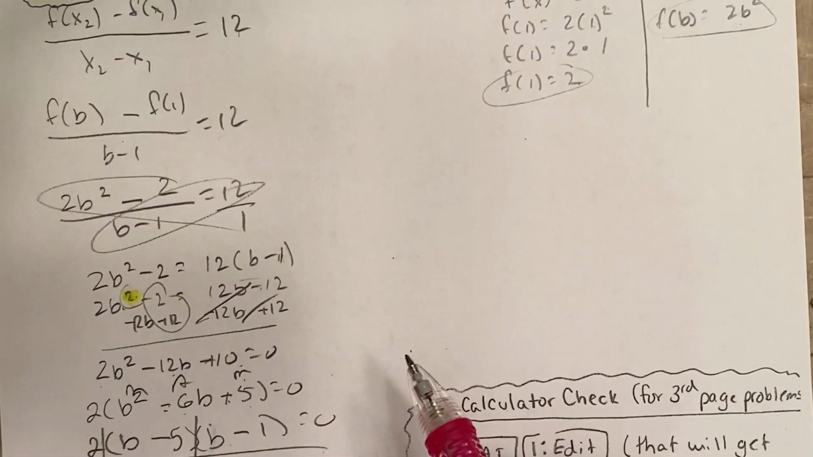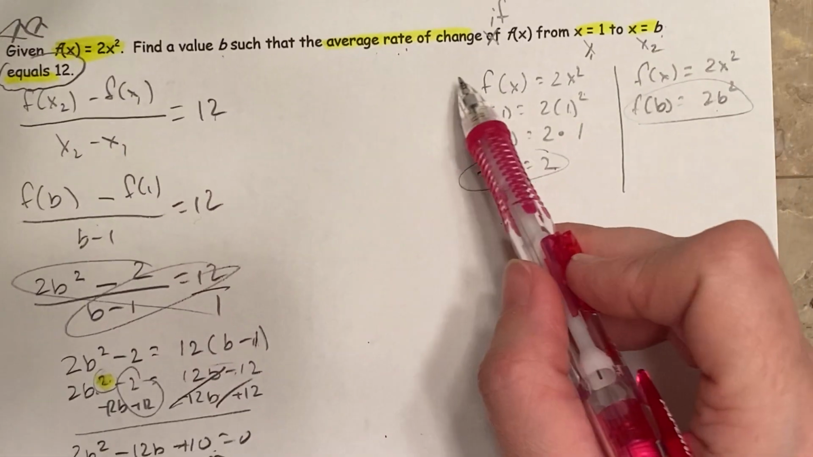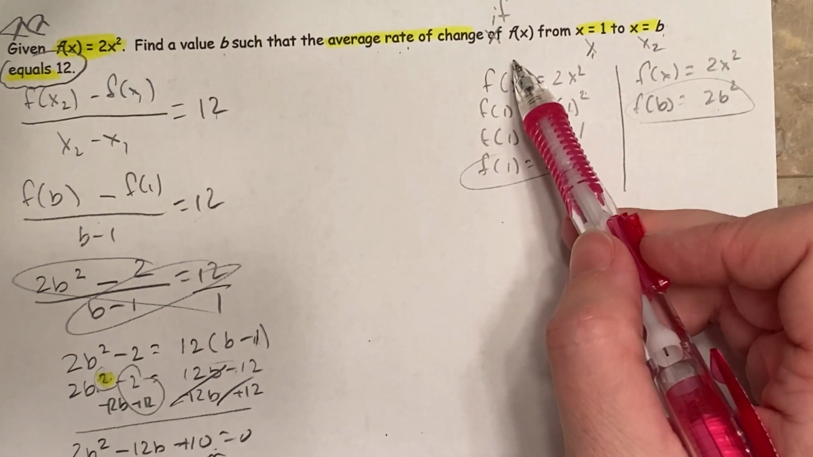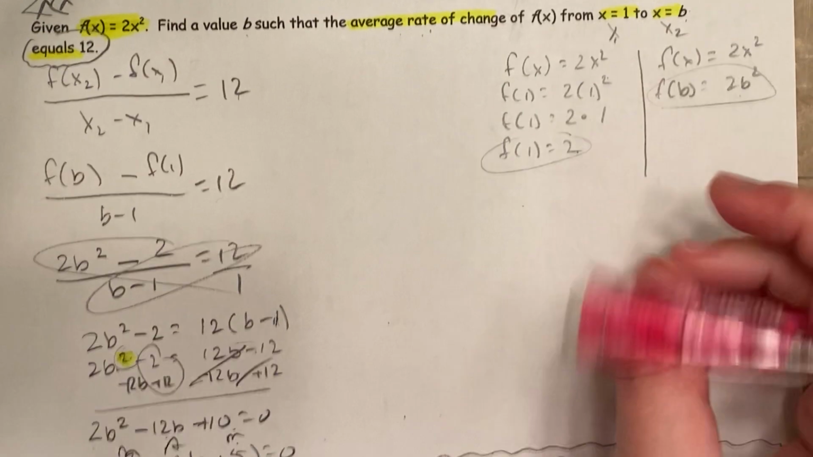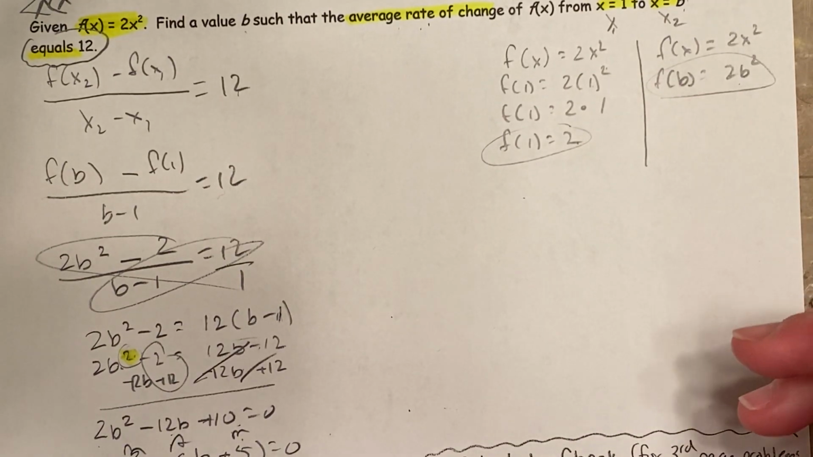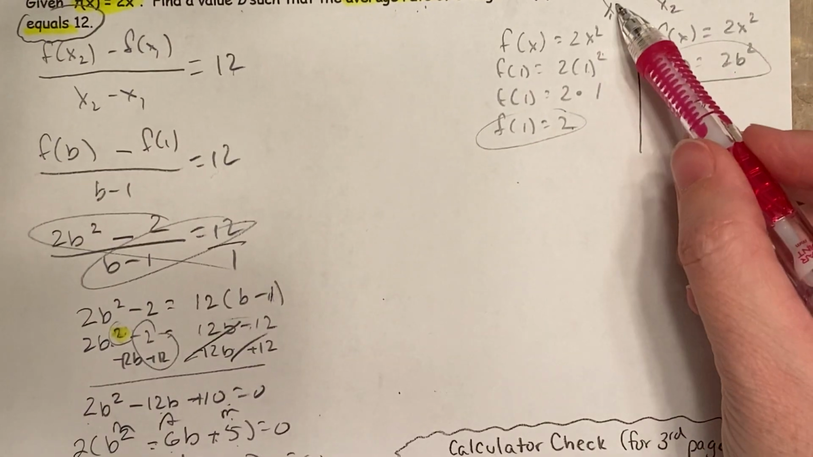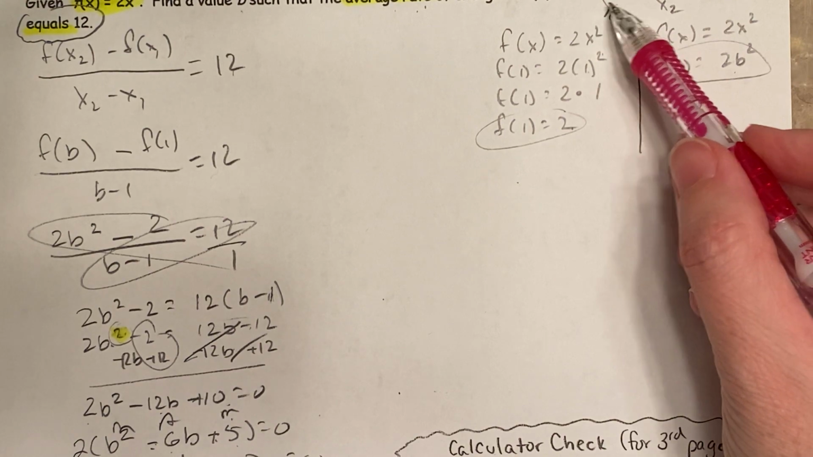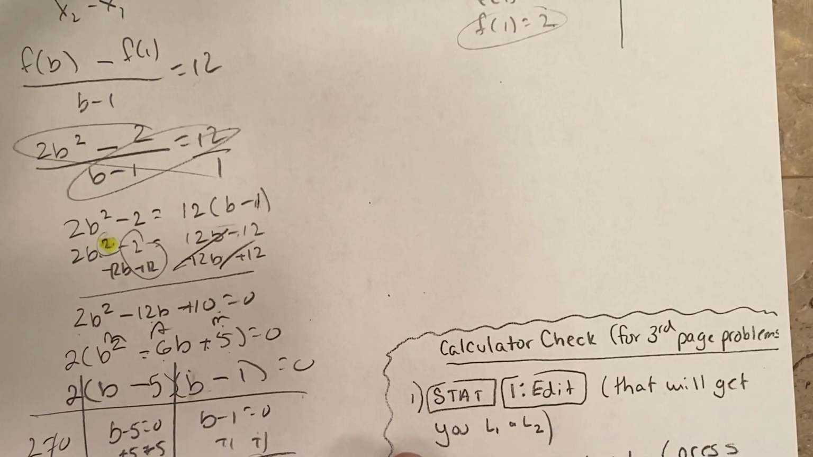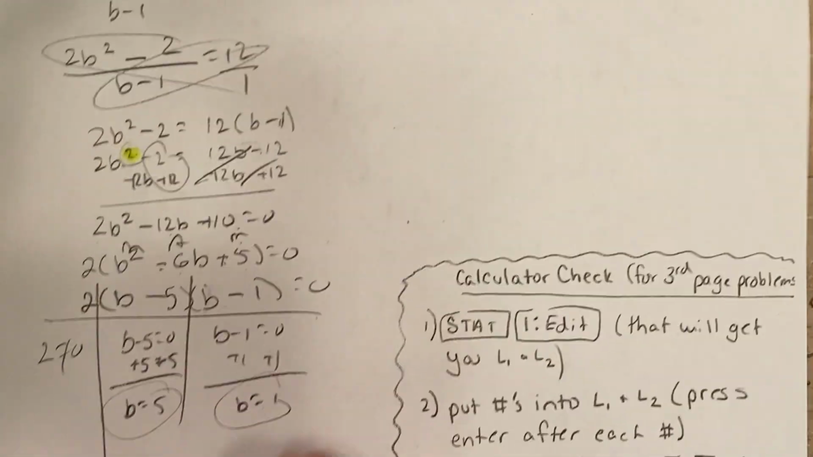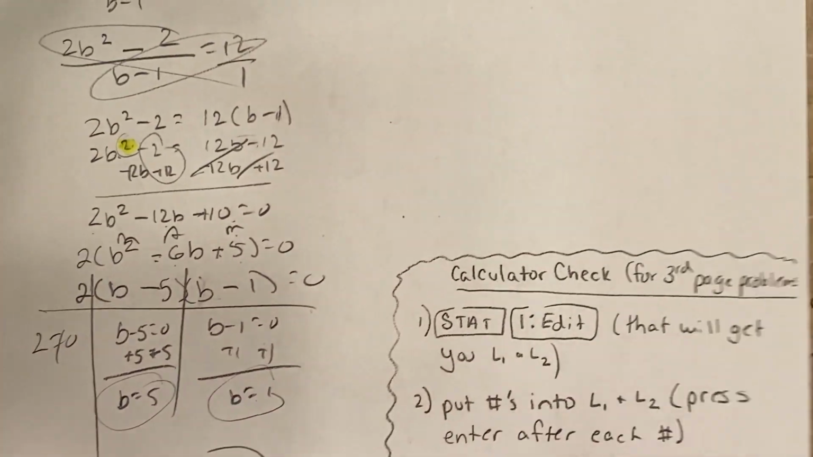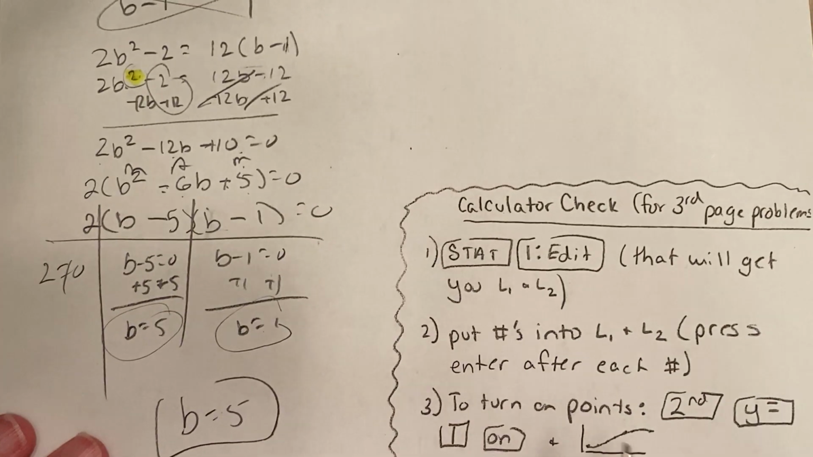So what do we have up here? Find a value of b such that the average rate of change of f of x from x1 equals 12. No, that's okay. So we already know that x1 is 1. So that's not our answer. So we want to know what this value is, and the value is 5. So b equals 5. It's just the second number that we solved for.